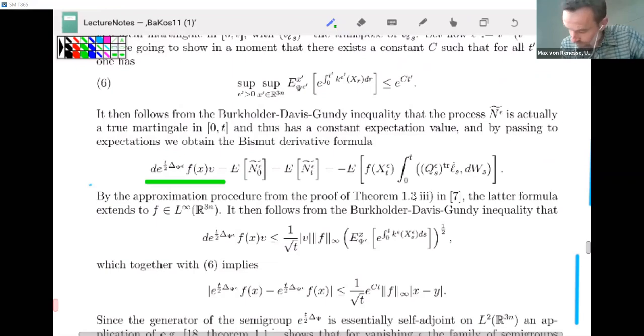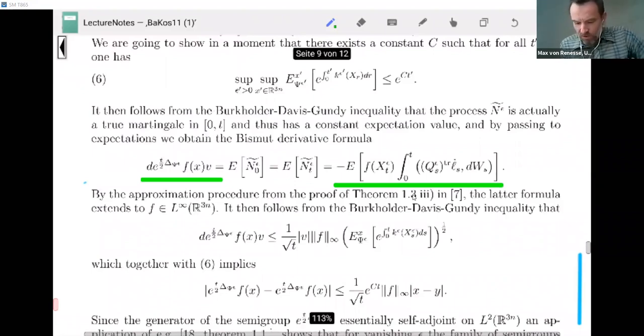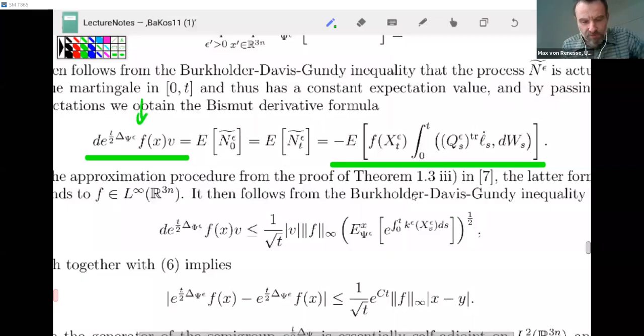So this is about the gradient of the heat semigroup. D is for derivative of the, oh, the resolution is bad. Okay, hold on. So it's the derivative of the heat semigroup. You take the corresponding semigroup, which is induced from the drift diffusion equation, right? Psi is now our potential psi. So you have the heat semigroup. You apply it to a function f, and you take the gradient of this, and you apply the gradient to a vector v.